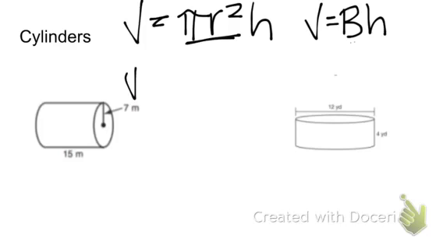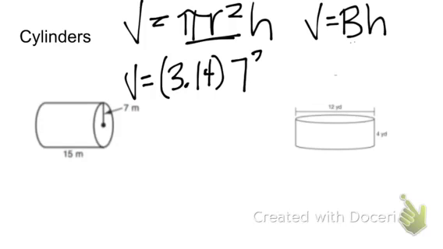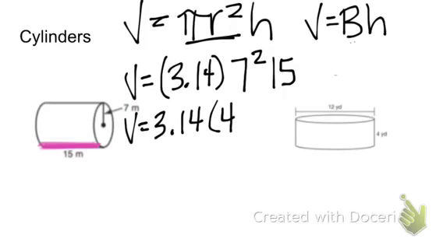So in the circle, they tell us that we're going to use 3.14 for pi since they don't give it to us. Our radius is 7 squared, and then the height, or the distance between our two bases, so the distance between our two circles, is 15. So you have 3.14 times 49 times 15.